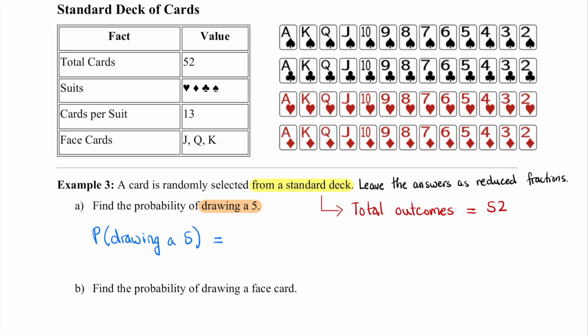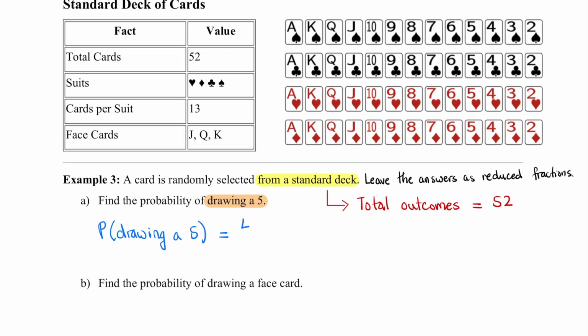Probability of drawing a 5 is 4 out of 52. And the question asks for a reduced fraction. So I need to reduce 4 out of 52 to 1 over 13.